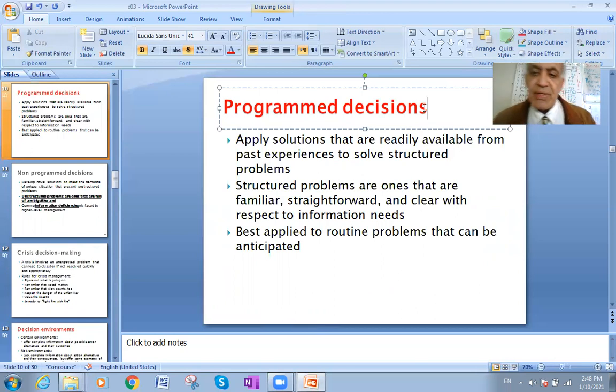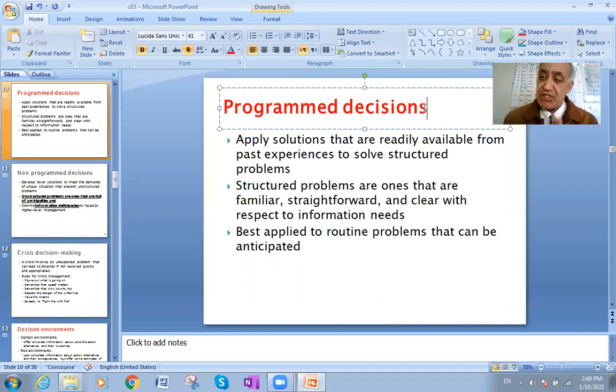Now we will go to another point, which is very important for management decisions: programmed and non-programmed decisions. You are very familiar with programmed decisions. It's everyday operation, happening every day. Usually, you know the problem and you know how to solve it. This is frequently facing management. Very simple, not complicated.